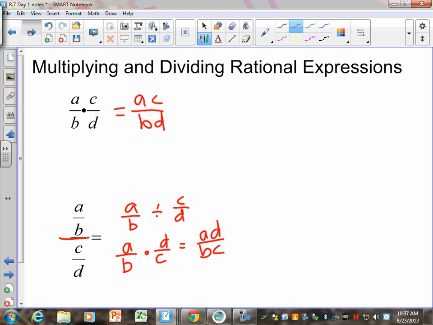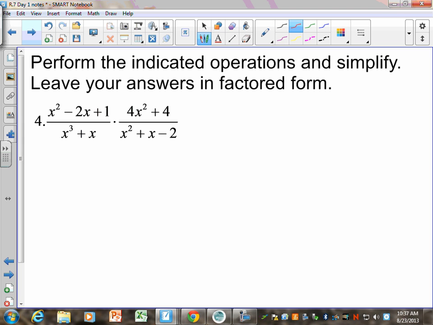Alright, let's do another one. You don't have to write this whole thing, but I just wanted to show you that this is what your homework says. You can just put simplify on your paper, but this is what your homework says. It says perform the indicated operations and simplify. Leave your answers in factored form, which means they don't want you to multiply your answers back out at the end, and it actually saves you some time to not multiply it out. And I'll show you as we work through it. But you could just write simplify and write the problem.